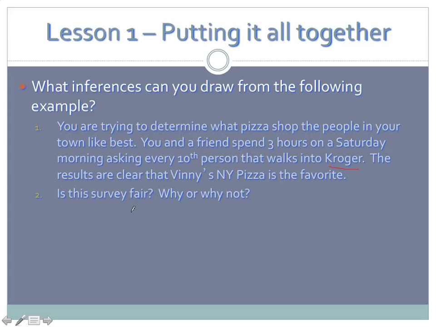Secondly, because we don't know much about this situation. Was it the Kroger that was close to Vinny's New York Pizza? Was it the Kroger that was further away? The closer we are to Vinny's New York Pizza, you would think that those people live close to that area, and so they may not have tried some of the other pizza shops around. And so, although we can make some inferences here, some assumptions, we don't know all the information. So I would say that this survey definitely has a little bit of bias to it.